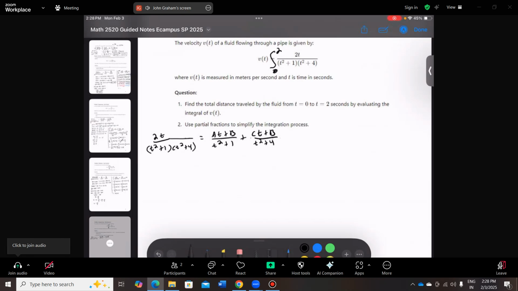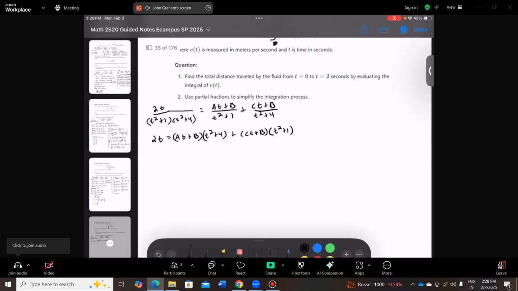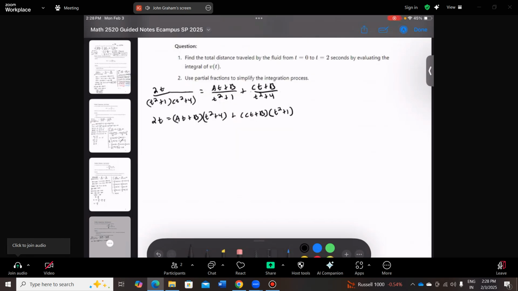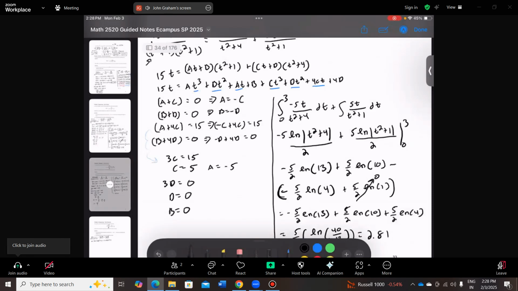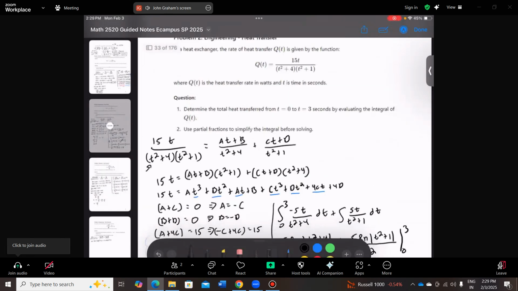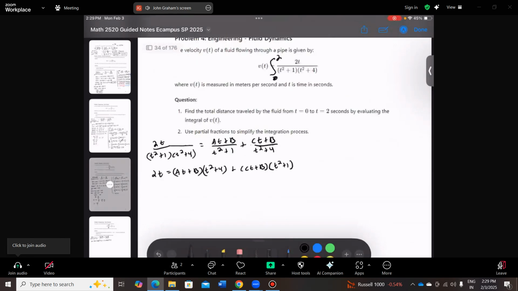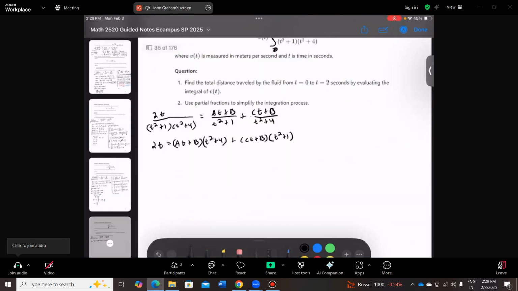Multiply by a common denominator. You have 2t equaling at plus b times t squared plus 4 plus ct plus b times t squared plus 1. This is very similar to, I think, the second problem we did. I think it's because the integrals are very similar. Same denominator even. Just the 15 is the only difference. So process is all the same here.